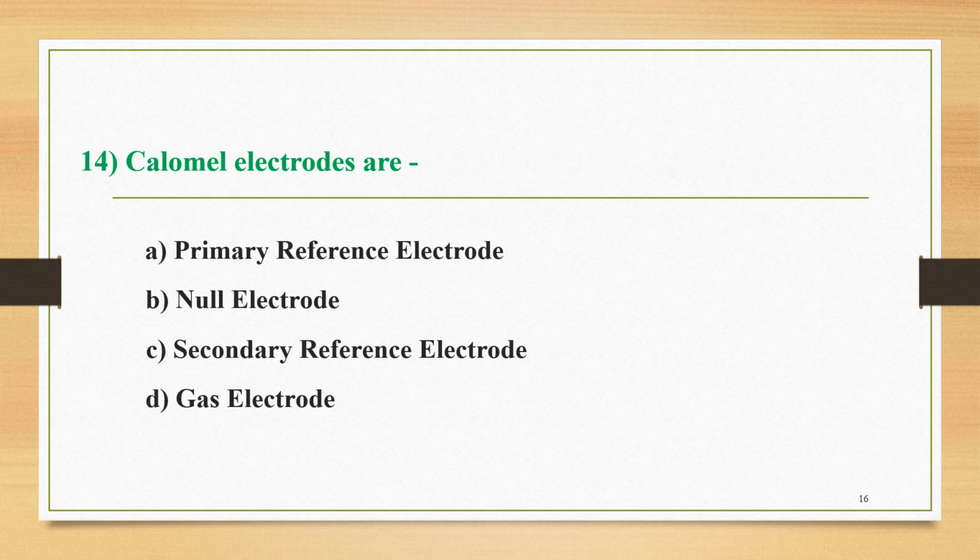The next question, number 14, is here. Calomel electrodes are: A is primary reference electrode, B is null electrode, C is secondary reference electrode, and D is a gas electrode. And the correct option of this question number 14 is, these calomel electrodes are commonly used as a secondary reference electrode. So the correct option is option C, that is secondary reference electrode.